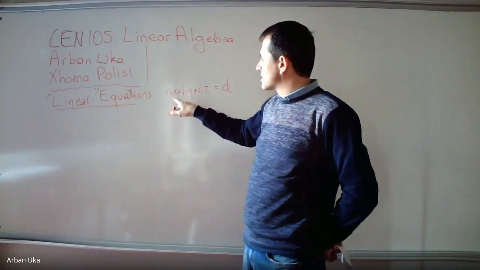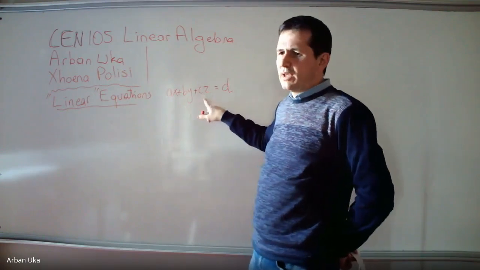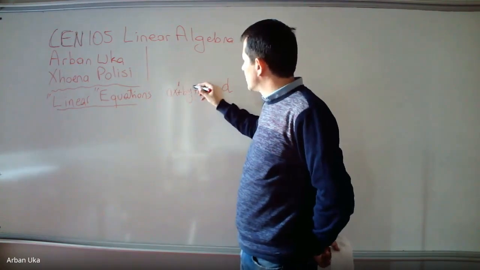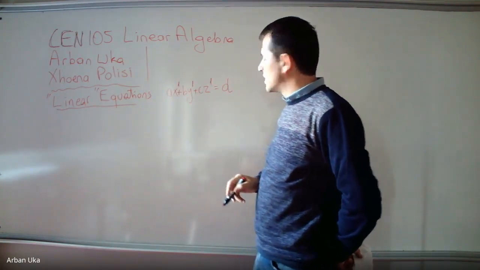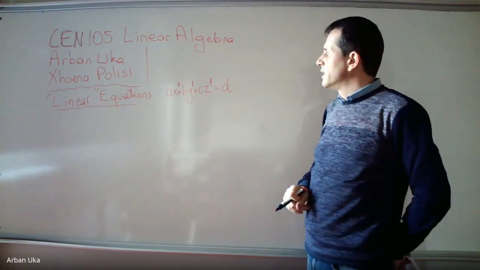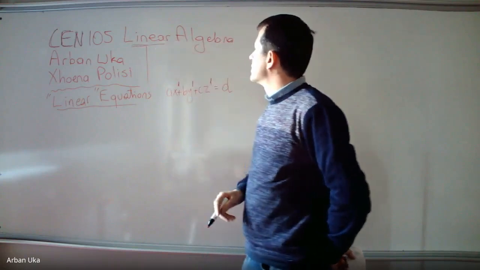If it was ax squared plus by cubed plus cz to the power 4, this would make it a non-linear equation. But here, all the powers of x, y, and z, which are the unknowns, are to the power 1. That makes this linear algebra or linear equations.